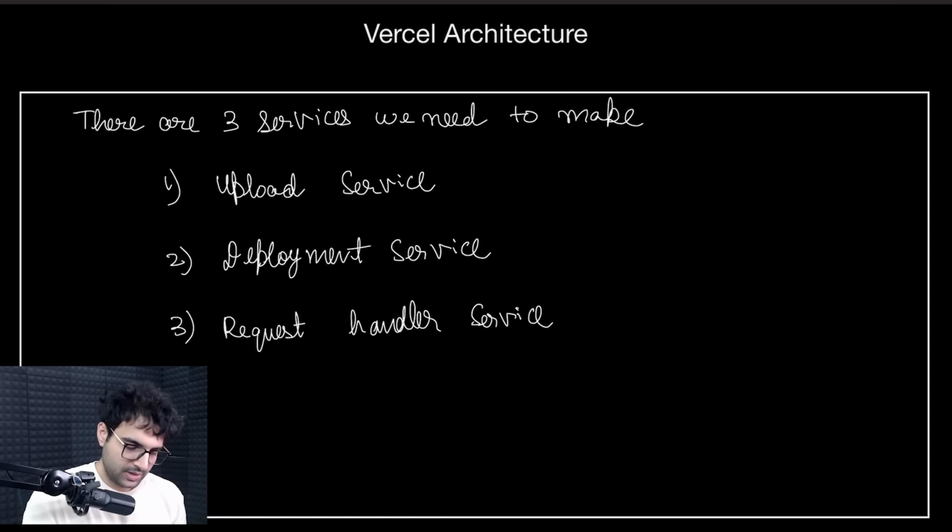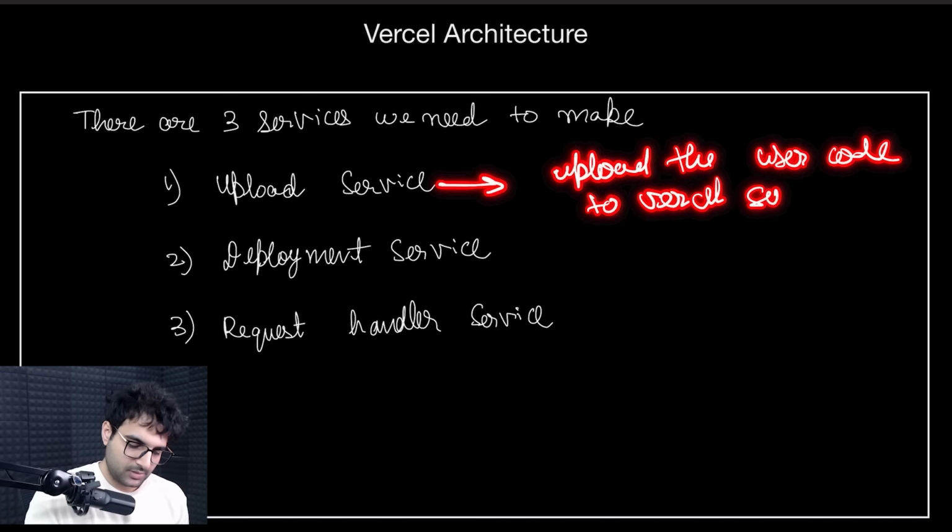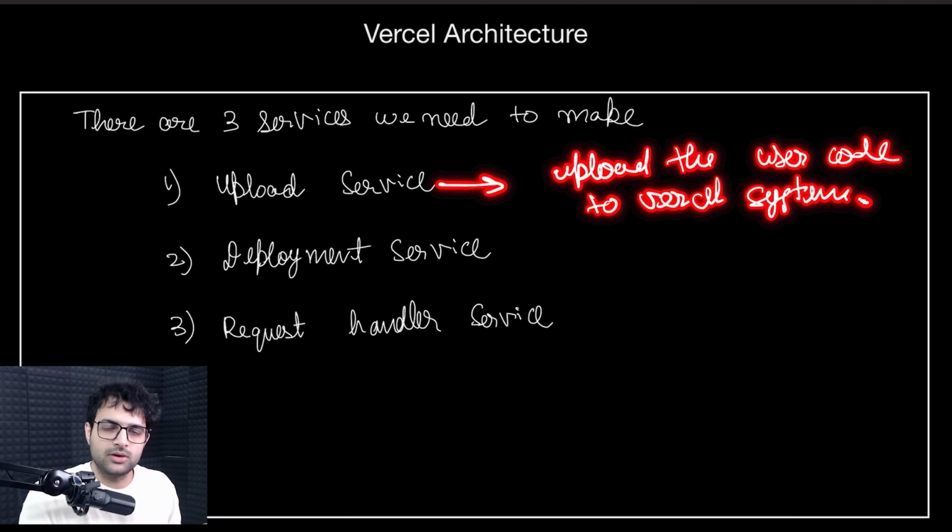At a high level, the upload service's job is to upload the user code to Vercel systems. It needs to make sure that whatever GitHub URL you got from the user, you copy over all that source code over to your own systems so that you have a good local copy of the project that the user wants to deploy.